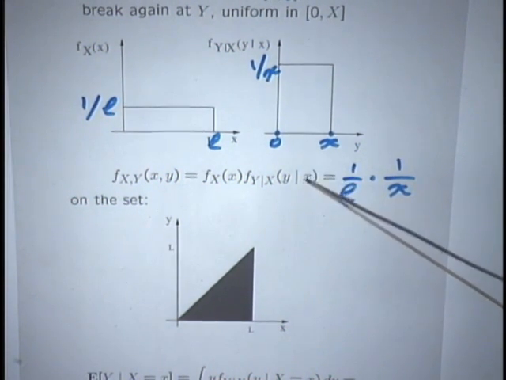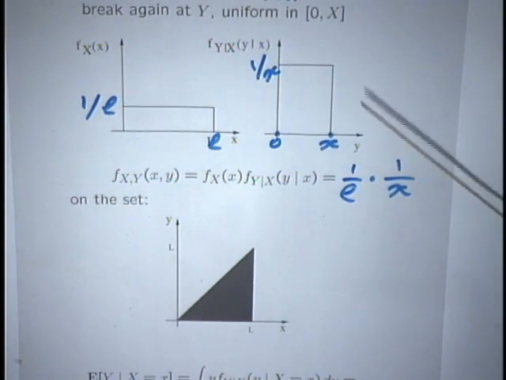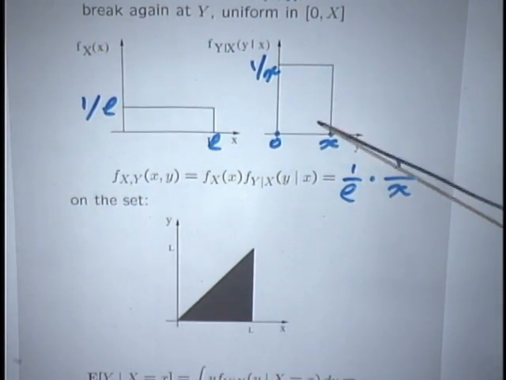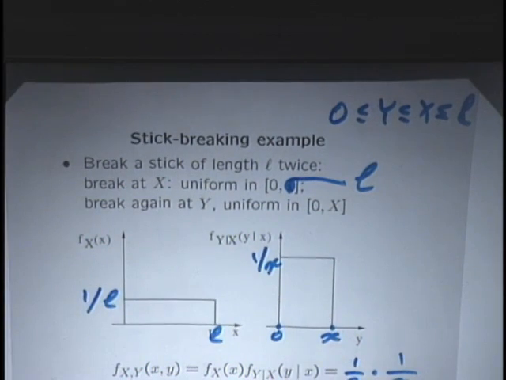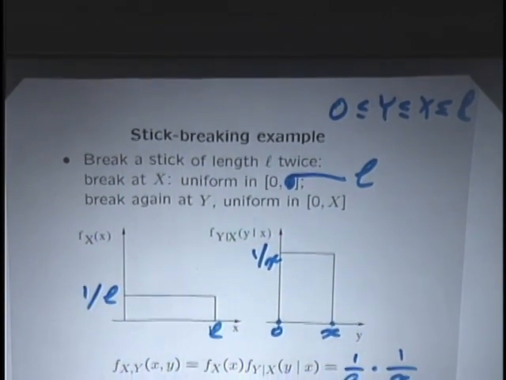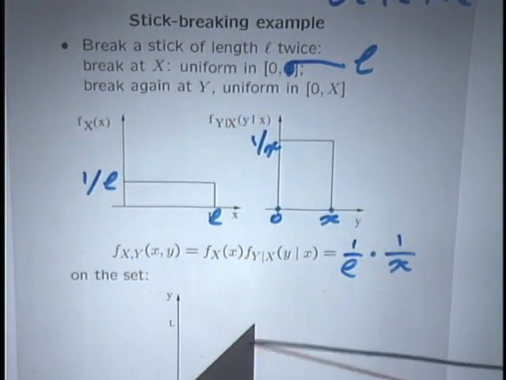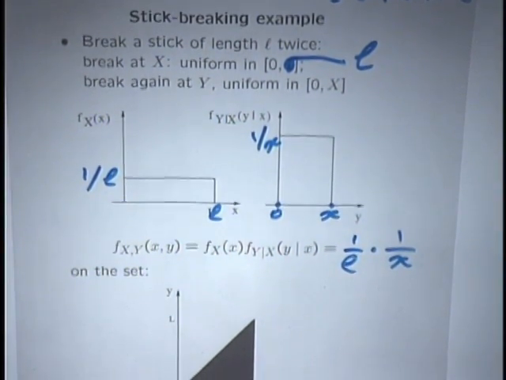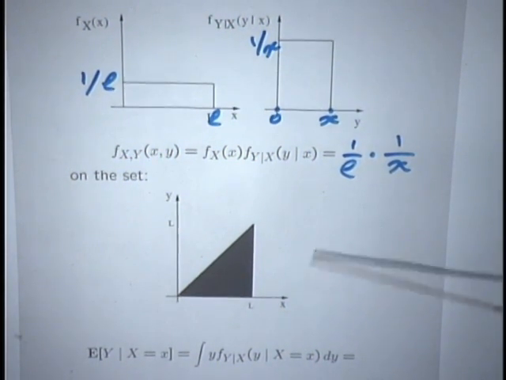This is the formula for the joint density, but we must be careful. This is a formula that's not valid anywhere. It's only valid for the x's and y's that are possible, and the x's and y's that are possible are given by these inequalities. So x can range from 0 to L, and y can only be smaller than x. So this is the formula for the density on this part of our space. The density is 0 anywhere else.